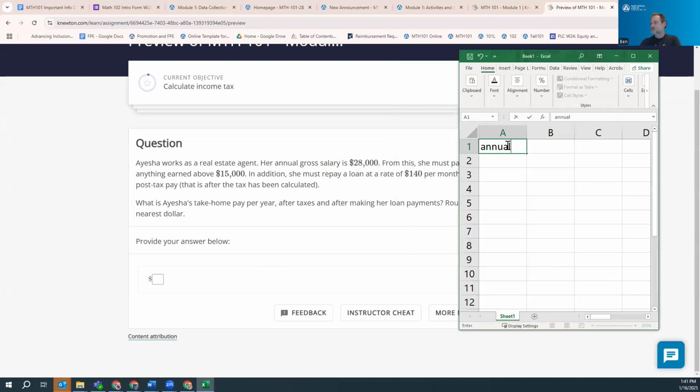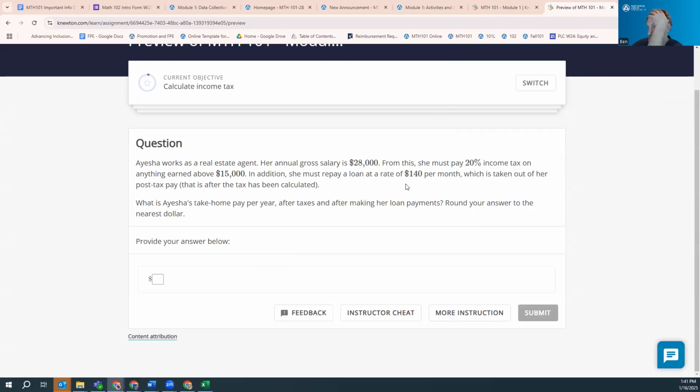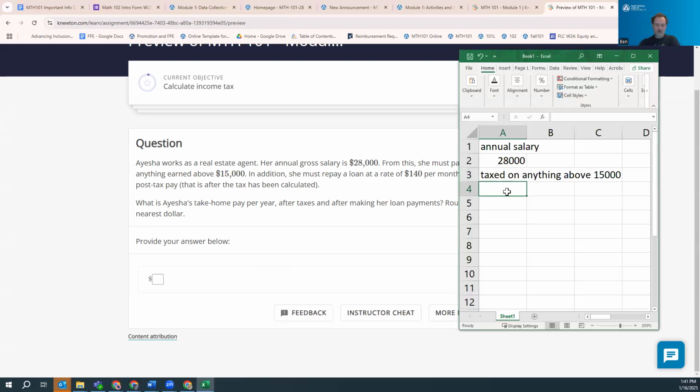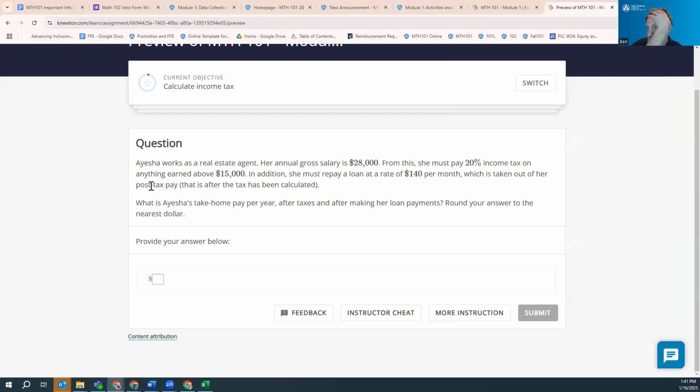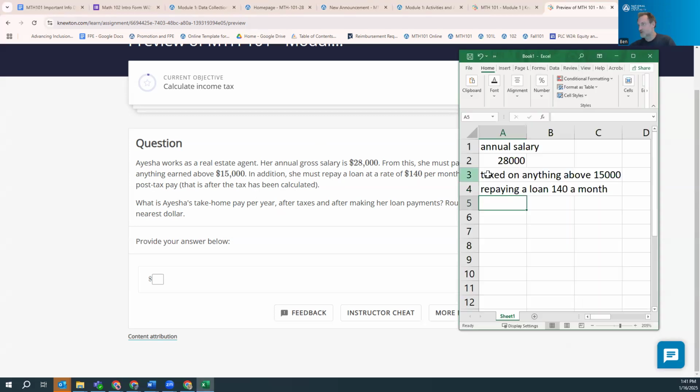Annual salary, 28,000. Taxed on anything above 15,000. Okay. Repay a loan, $140 a month. Repaying a loan, $140 a month. All right. Taken out of her post-tax pay after the tax has been calculated. After the tax has been calculated. So it seems like this sentence right here tells me I need to focus on what is the tax.